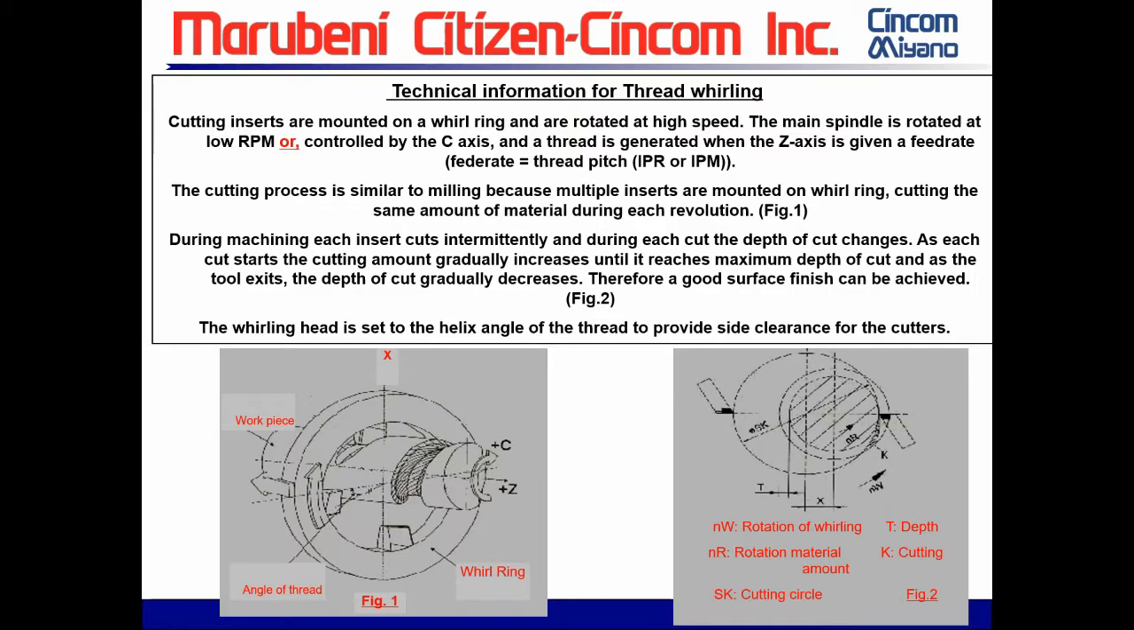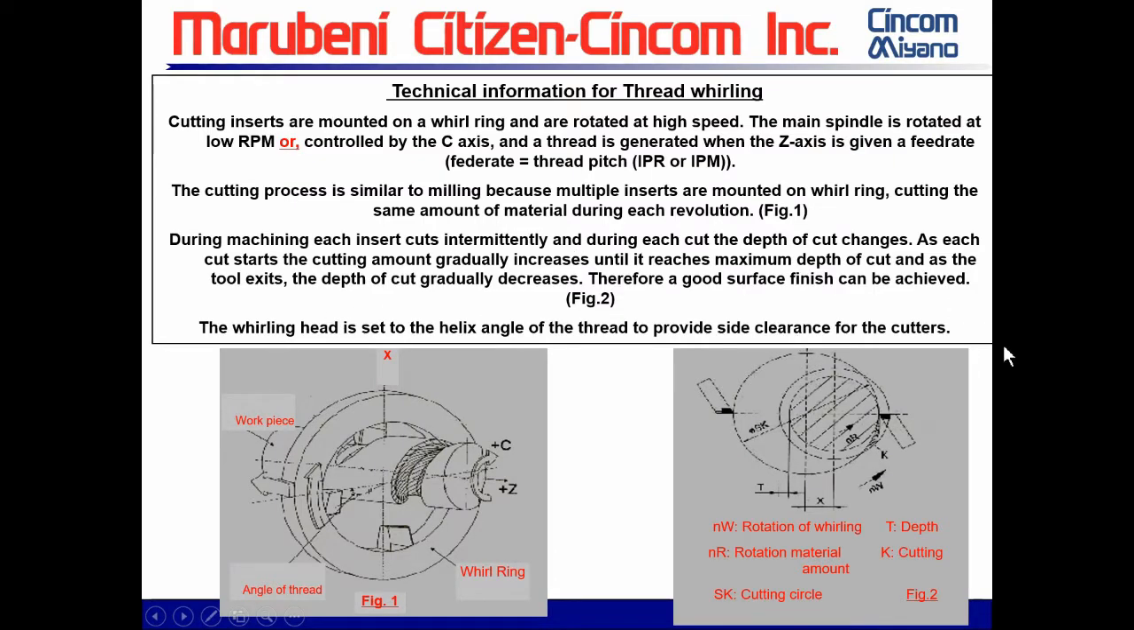The cutting process is very similar to milling because it's multiple inserts mounted on a whirling ring, cutting the same amount of material during each full revolution. During the machining, each insert cuts intermittently. During each cut, the depth of the cut changes. As the cut starts, the amount gradually increases until it reaches its maximum depth. You can see down in the lower right, as it comes around, it engages the material, gets to its highest point at center, and then starts backing away as it pulls out.